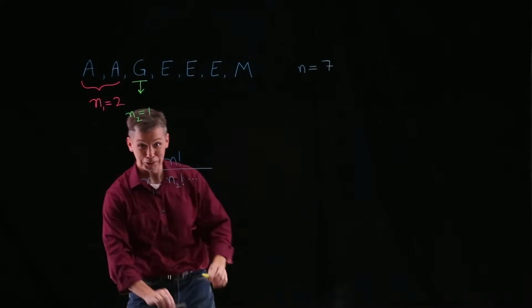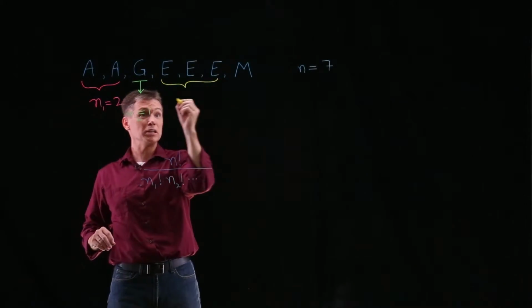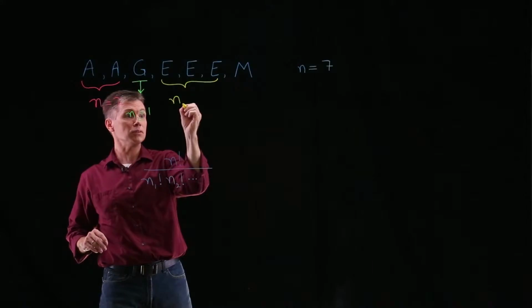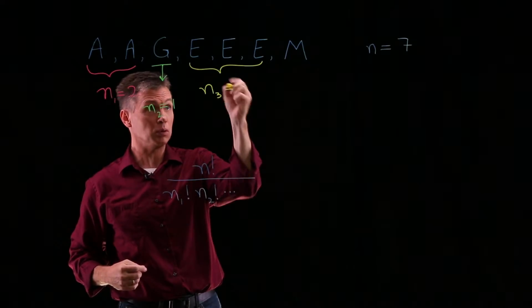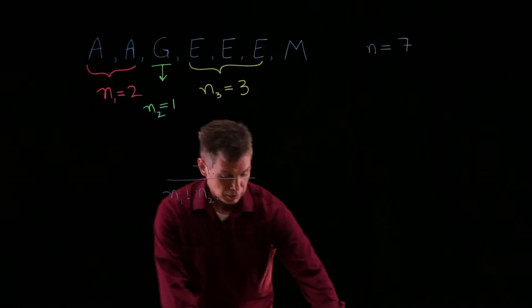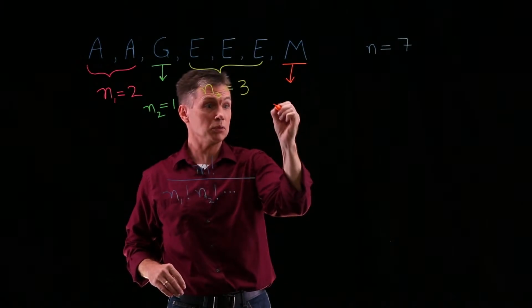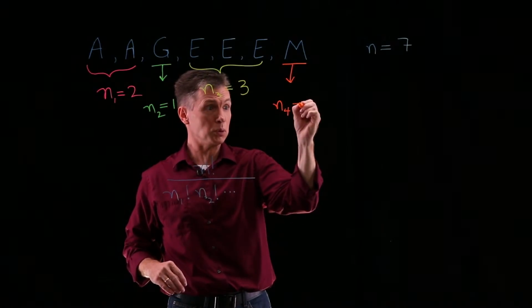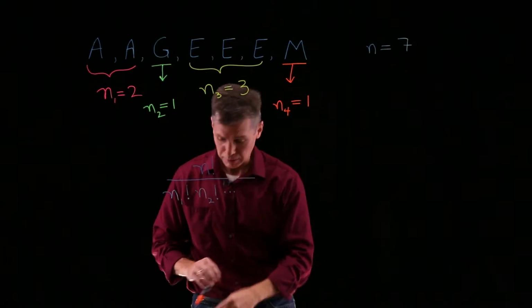I'll try to keep switching colors if I can, if it helps. Here, there are 3 different E's, so my third n will equal 1, 2, 3. There are 3 different E's. And then finally, there's only one of these M's, so n sub 4 equals 1. Okay? Now you just put it all together.